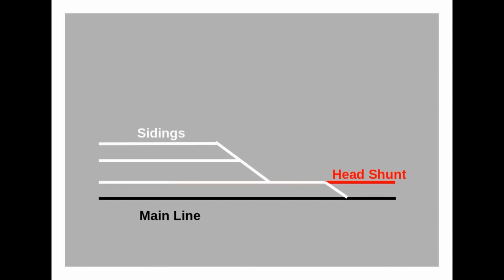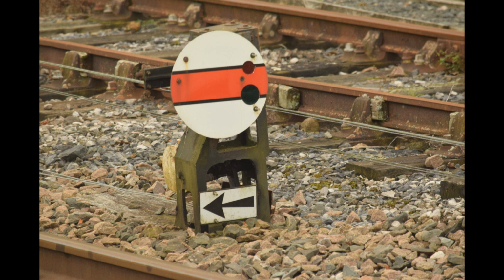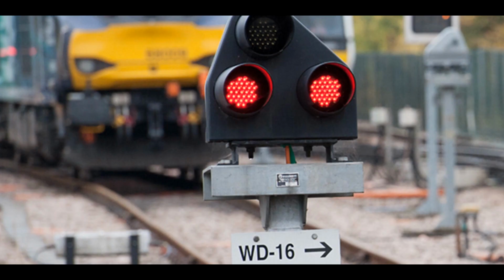We do have supplementary arrows that can be used to show which lines these signals apply to. So what you'll sometimes see is ground discs or position lights with a little arrow underneath pointing to a line, so you know which line they apply to.